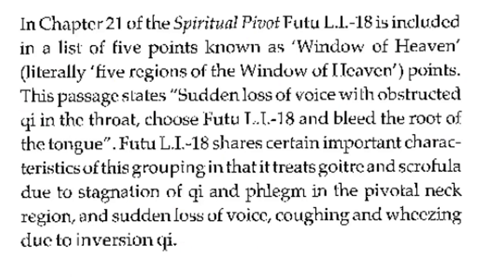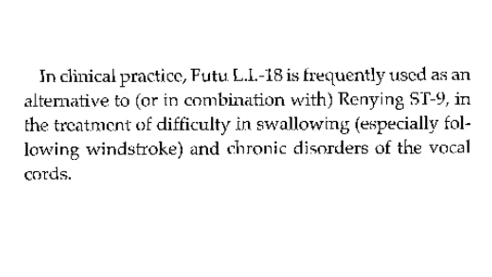LI18 shares certain important characteristics of this grouping in that it treats goiter and scrofula due to stagnation of qi and phlegm in the pivotal neck region, and sudden loss of voice, cough, and wheezing due to inversion qi. In clinical practice, LI18 is frequently used as an alternative to, or in combination with, stomach 9 in the treatment of difficulty in swallowing, especially following wind stroke, and chronic disorders of the vocal cords.